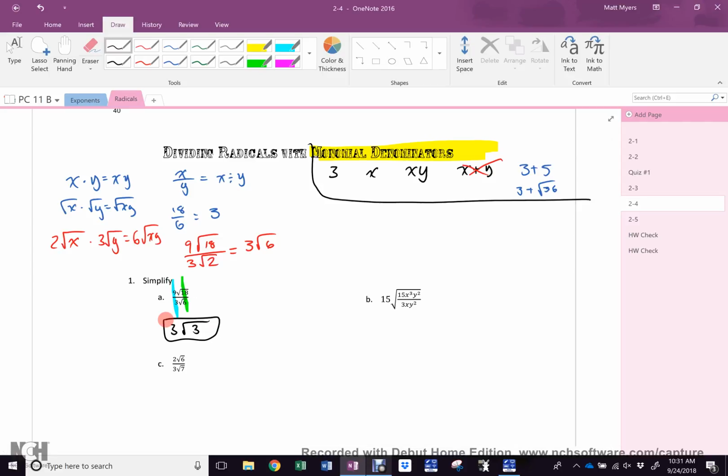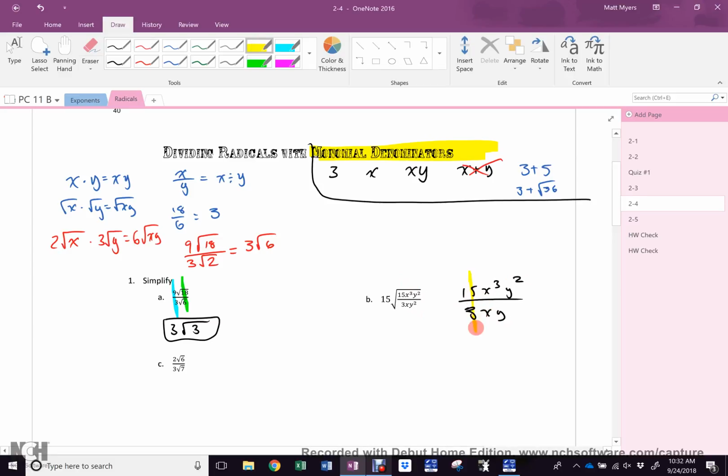Okay. What's different about B? What's different about B? There's variables, right? So where should I simplify first? I should simplify in there, yes? This is 15x cubed y squared over 3xy. Have we done a whole unit on that? So we can do that in our sleep, can't we?